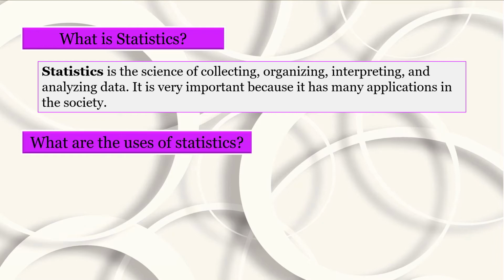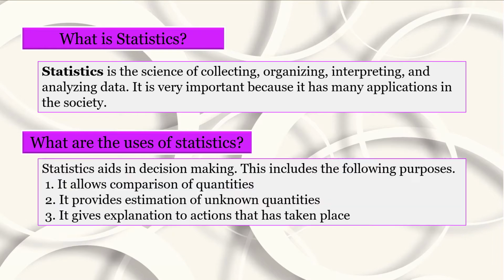What are the uses of statistics? Statistics aids in decision making. This includes the following purposes. Number 1, it allows comparison of quantities. Number 2, it provides estimation of unknown quantities. And number 3, it gives explanation to actions that have taken place.